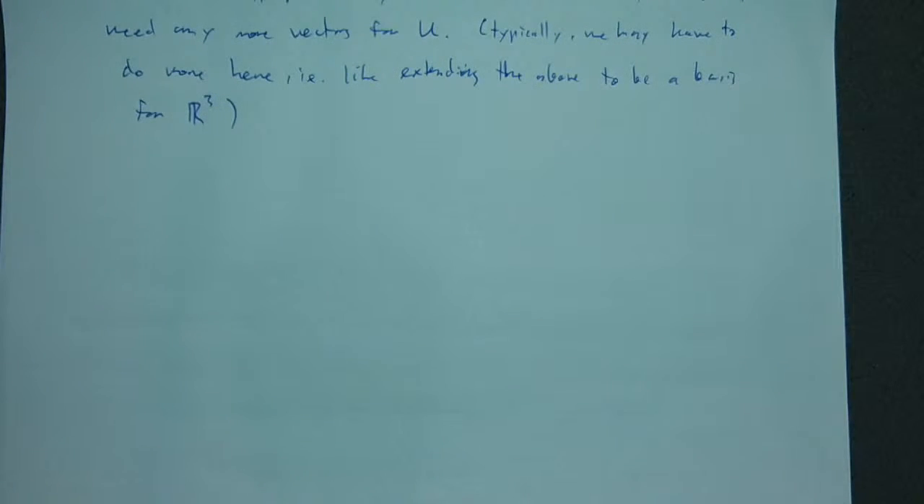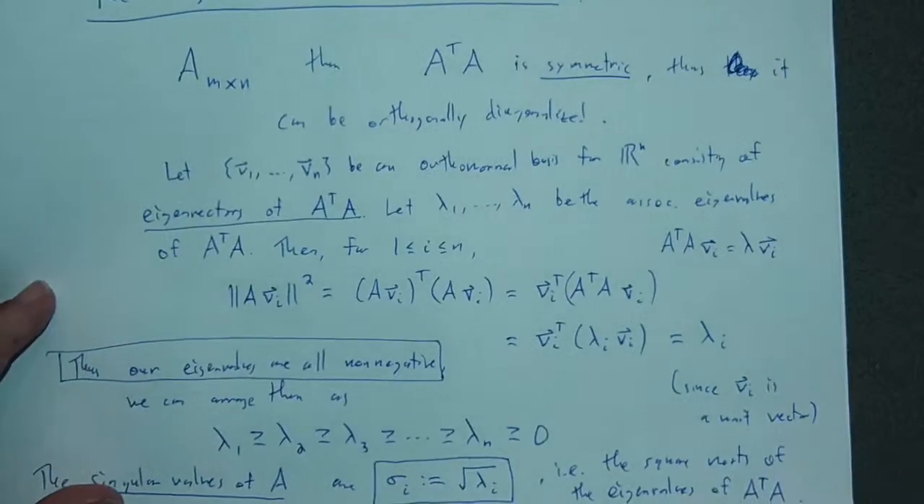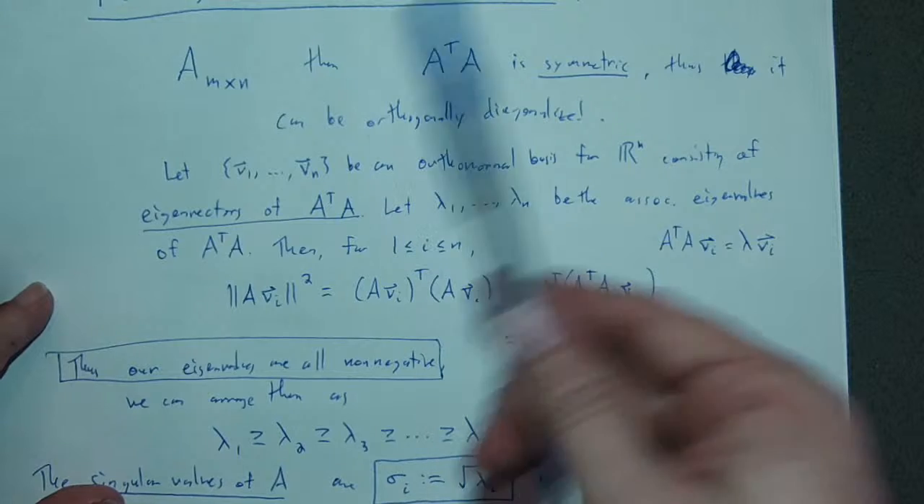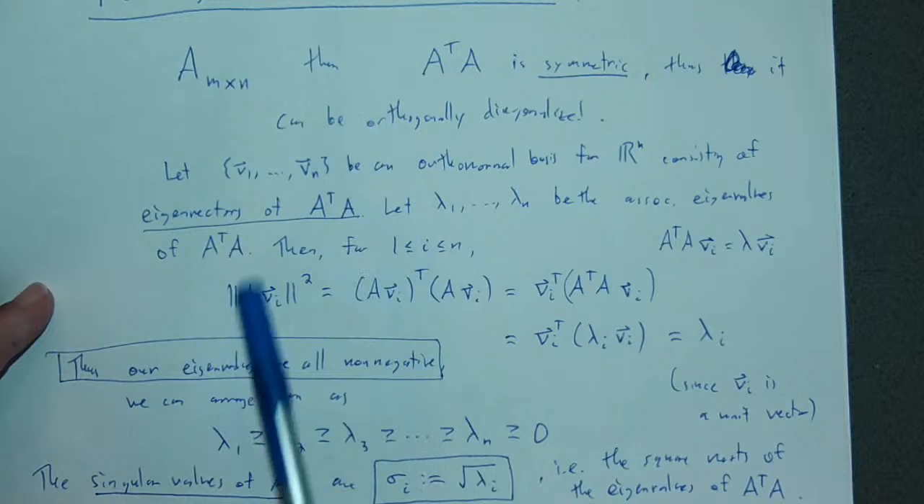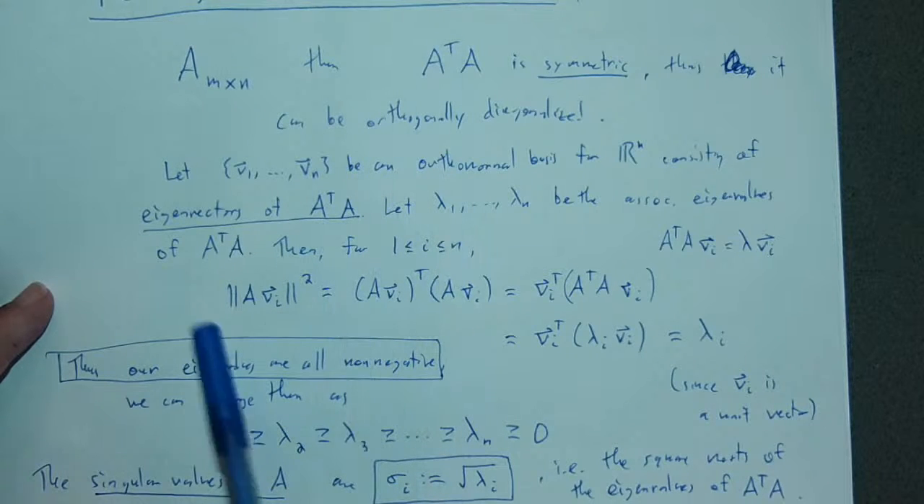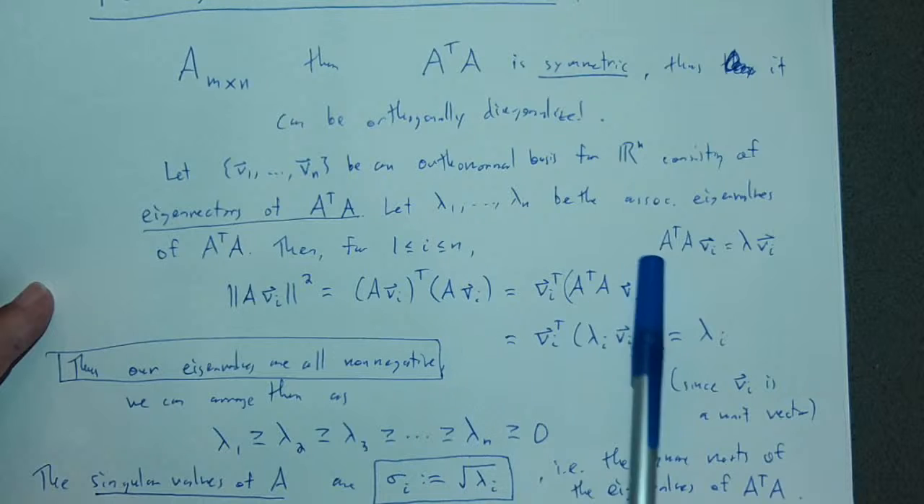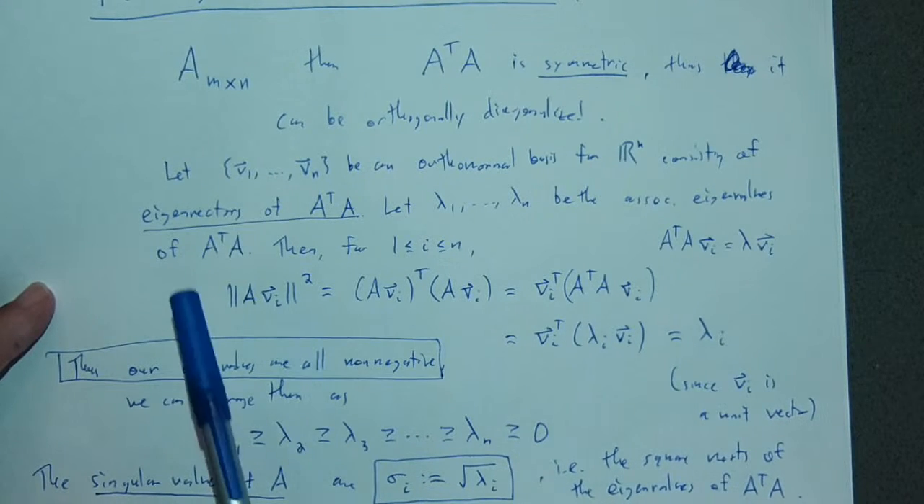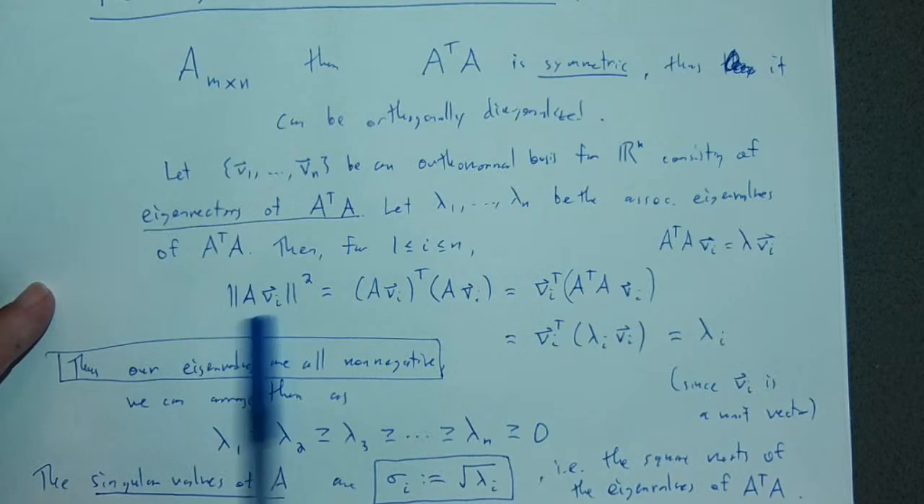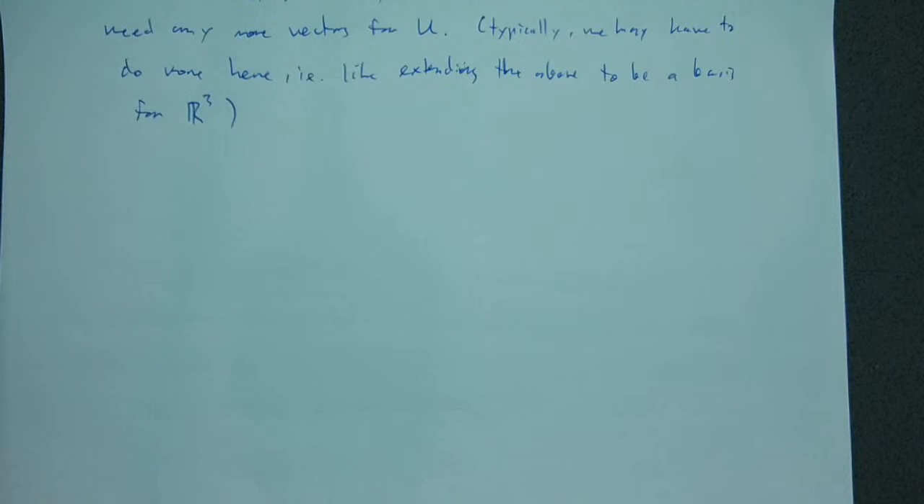How did I get the length of the AVi vectors? That comes from the original computation of the SVD. When I was first defining singular values, I noticed that because these were eigenvalues and eigenvectors of A transpose A, the length of AVi squared is this thing. Writing out exactly what this is, I get that these eigenvalues lambda i are equal to the length of AVi squared. So another way of thinking about this is the sigma sub i's are the lengths of these AVi.